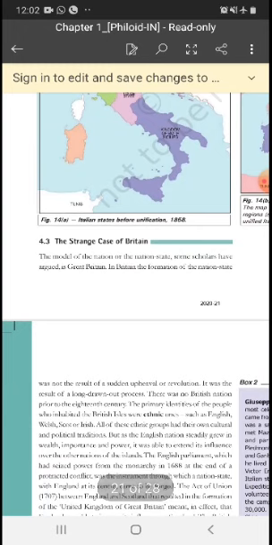The symbols of the new Britain, the British flag, the national anthem and the English language, were actively promoted. What was the national anthem of the British? God Save Our Noble King. And what is the British flag? That is the Union Jack.